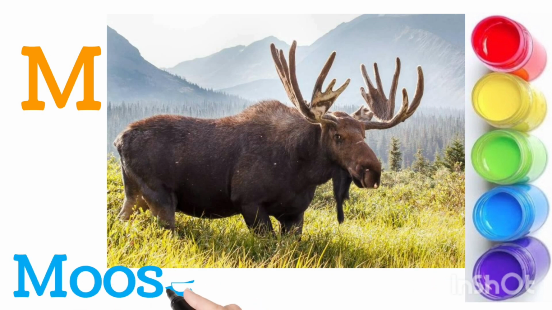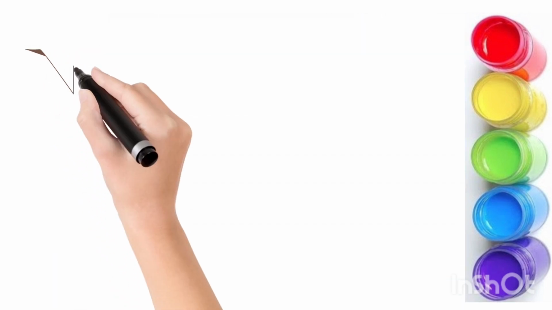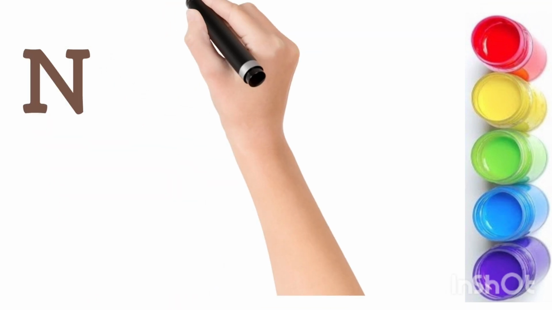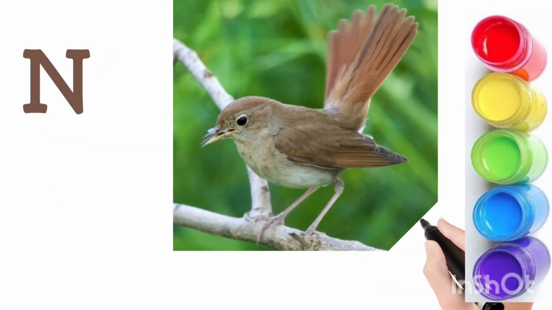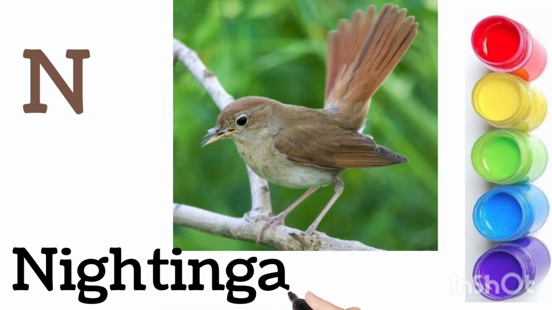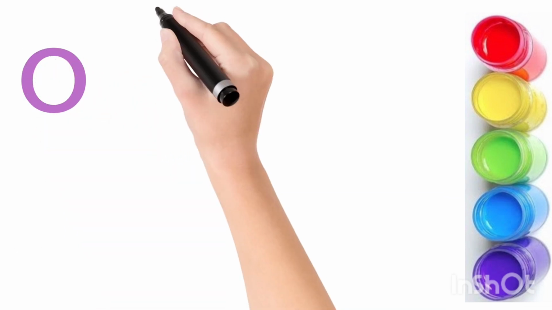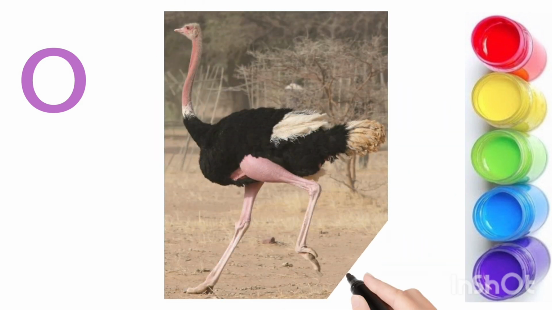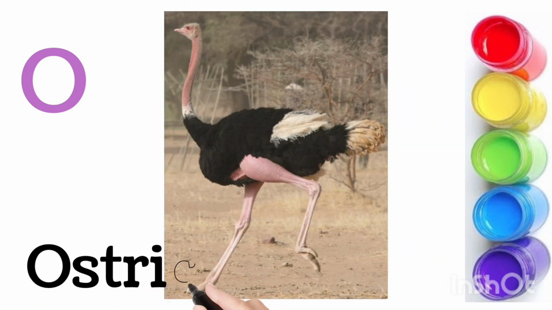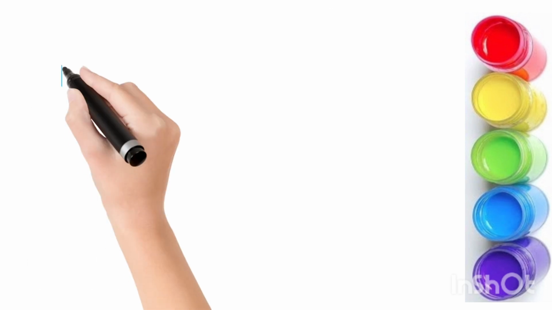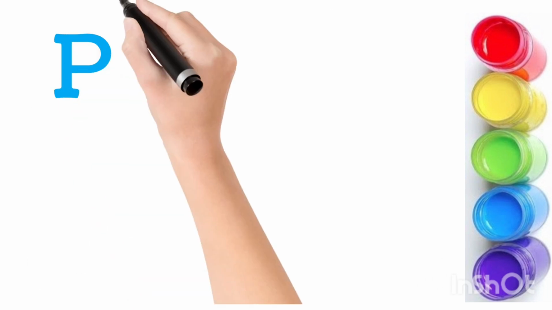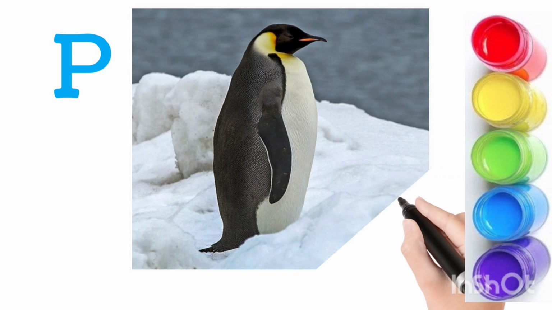M is for moose. N is for nightingale. O is for ostrich. P is for penguin.